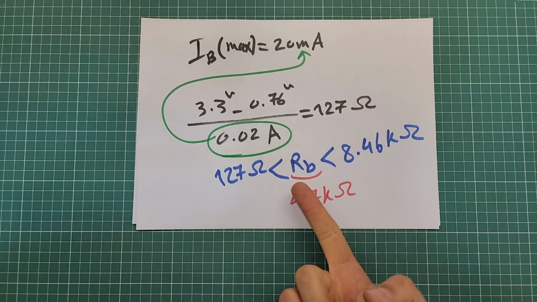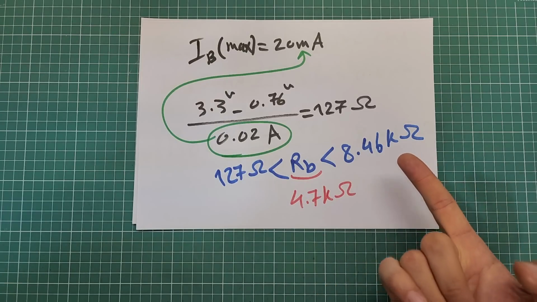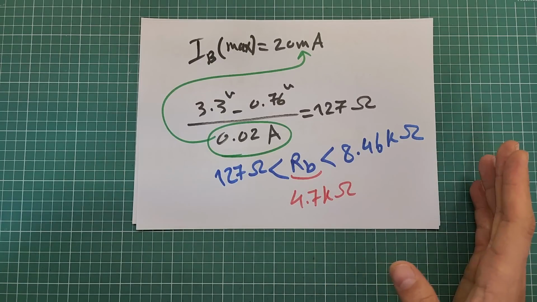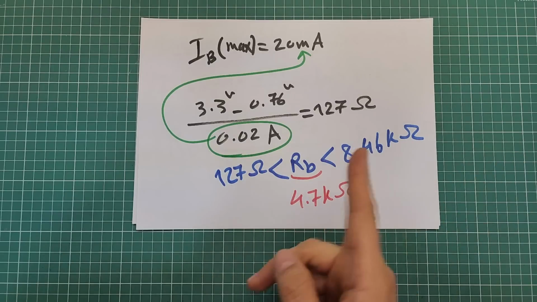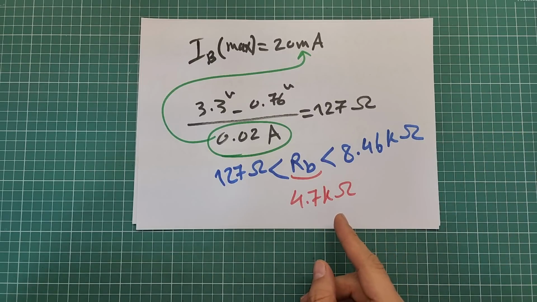So the base resistor in this example has to be more than 127 ohms and less than 8.46 kilo ohms. It's better to choose a value between these thresholds. In this example, 4.7 kilo ohms will be a good choice. There are a lot of manufacturers, so finding a slight difference between BC547s from different manufacturers is normal. However, the rules are the same.